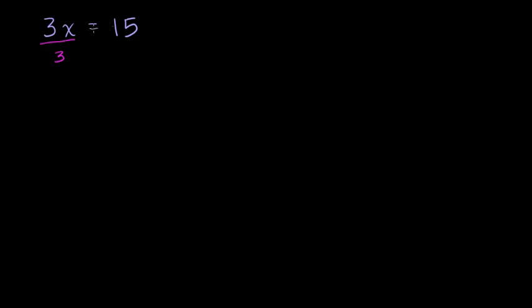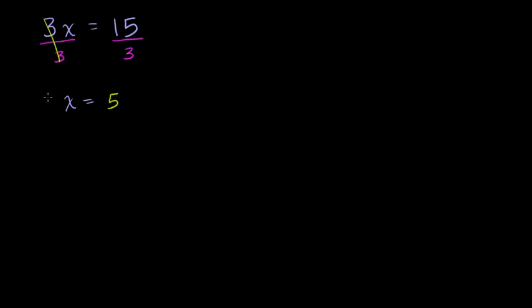Now, 3x was equal to 15. If I'm dividing the left side by 3, in order for the equality to still hold, I also have to divide the right side by 3. And what does that give us? Well, the left-hand side, we're just going to be left with an x. And then the right-hand side, what is 15 divided by 3? Well, it is just 5.